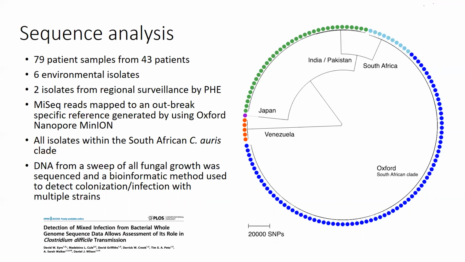We also had our environmental isolates, so those were from the temperature probes, also from a hoist, and then we had a couple of isolates from regional surveillance done by public health. And what I've done there is to plot out the genetic relationships of previously sequenced Candida auris from around the world, and to show you that our Oxford isolates in blue look pretty much identical to the light blue ones, which were from South Africa.